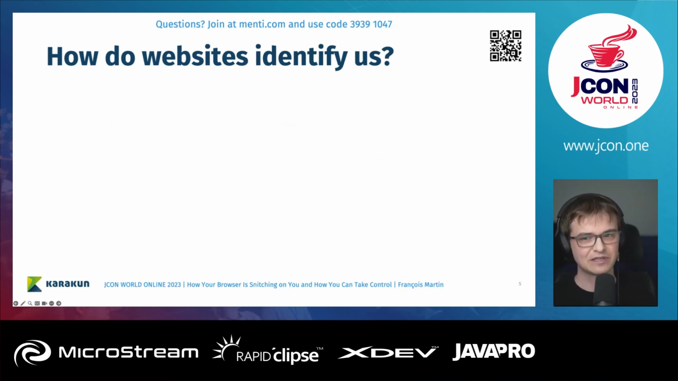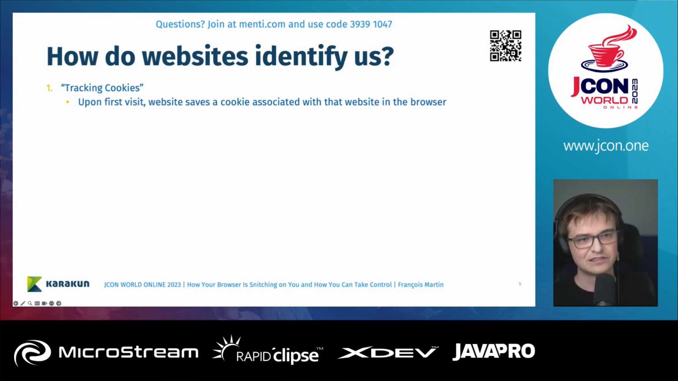So how do websites identify us? There are mainly two ways. On the one hand, there are tracking cookies, which probably most of you know. Upon your first visit, the website saves a cookie associated with that website in your browser.